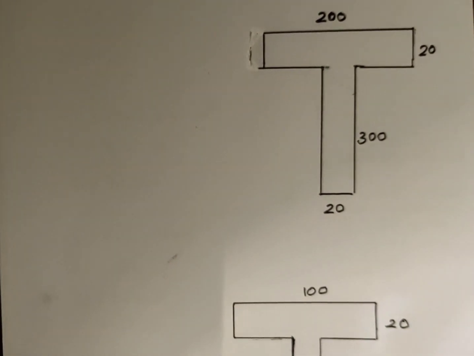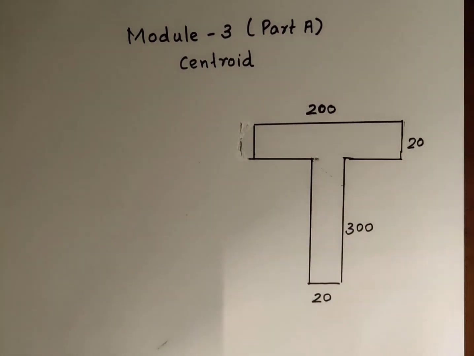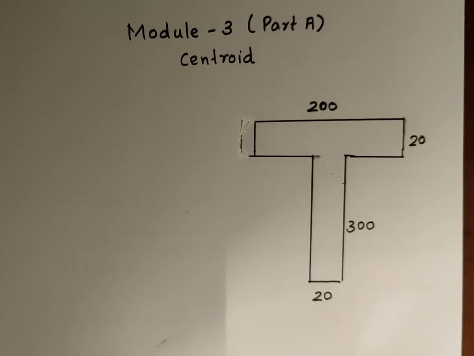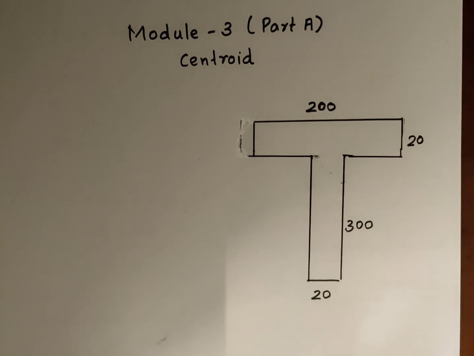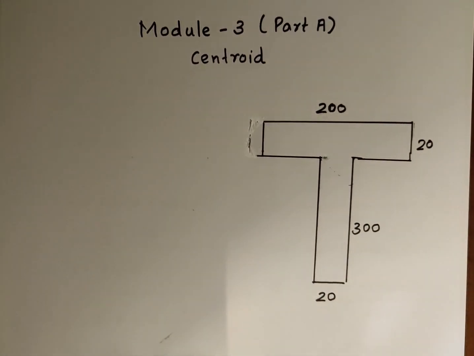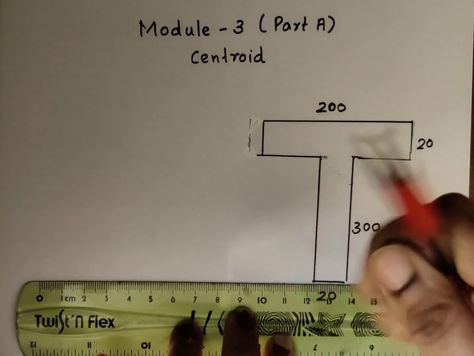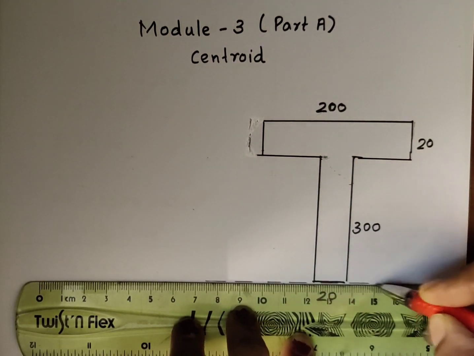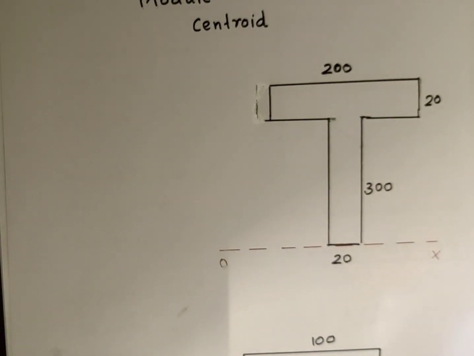So now we will discuss the centroid of an unsymmetric section. For an unsymmetric section, there is no need to calculate the x coordinate because this figure is symmetric about y axis. So you have to calculate only y coordinate. So y coordinates are usually calculated based on the reference axis OX. That is, this is the reference axis to calculate y coordinate. So this axis is named as OX axis.